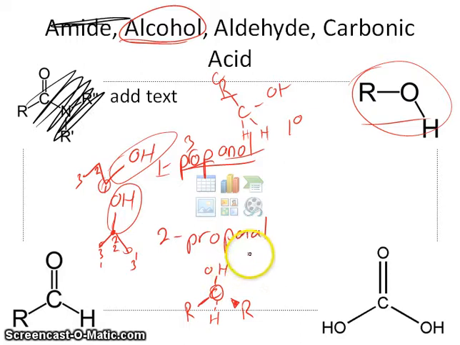But yeah, since we have 2 R groups here, this would be a 2 degree. And I'm hoping that that makes sense. I really am hoping it makes sense.